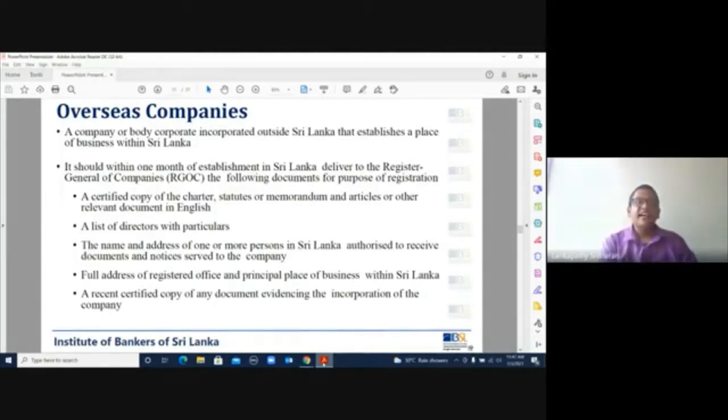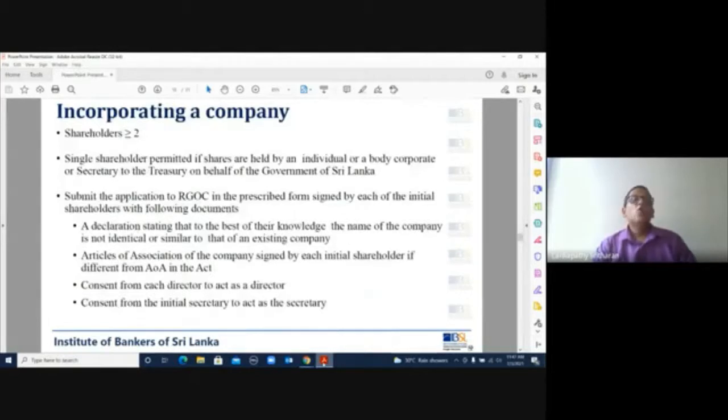The first one is a certified copy of the charter, statutes or memorandum and articles or other relevant document in English. A list of directors with particulars, and the name and address of one or more persons in Sri Lanka authorized to receive documents and notices served to the company. The full address of the registered office and principal place of business within Sri Lanka, and a recent certified copy of any document evidencing the incorporation of the company. That's all about the overseas company.